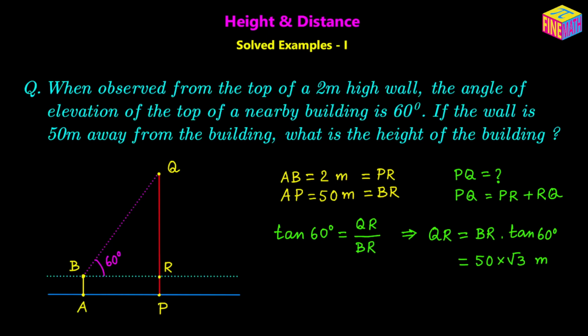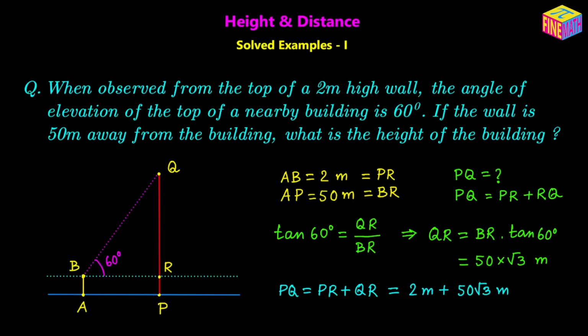So now that we have been able to find out the length of QR or RQ, we should be able to calculate the length of PQ, because we already know the length of PR, which is 2 meter, and now we have found the length of QR or RQ, that is 50 times square root of 3 meter. So what will be PQ then? Well, we know that PQ is equal to PR plus RQ. So now let's plug in the values here.